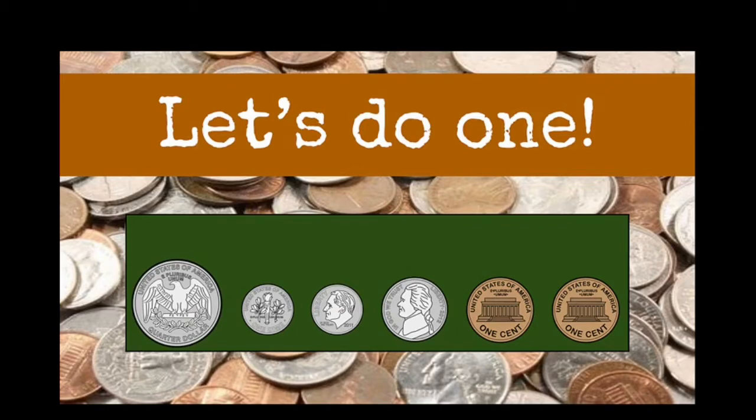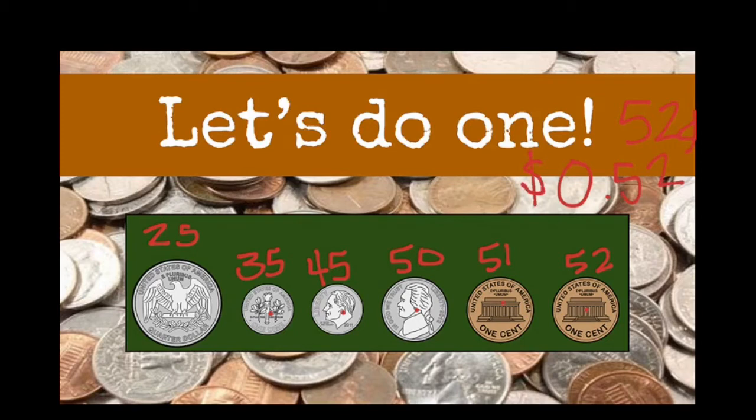A quarter is worth 25, and then I'm going to count by tens for my dimes. 25, 35, 45. Now I'm going to go by counting by a 5. 45, 50. Then I have two ones. 51, 52. So this is 52 cents, okay? Or $0.52 with the dollar sign always in front.